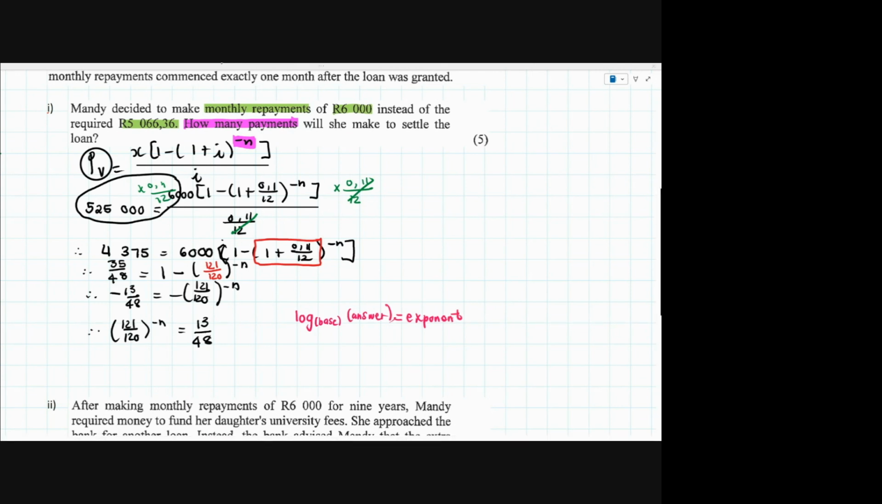Your base is the base to the exponent, so the base value, in this case, the 121 over 120. This is my base. Your answer is what that exponential term was equal to. So in this case, the 13 over 48, that's the answer, is equal to the exponent, which is obviously that power negative n that we are looking at. Terrible, terrible color choice that I've made here. Let's make a better choice.